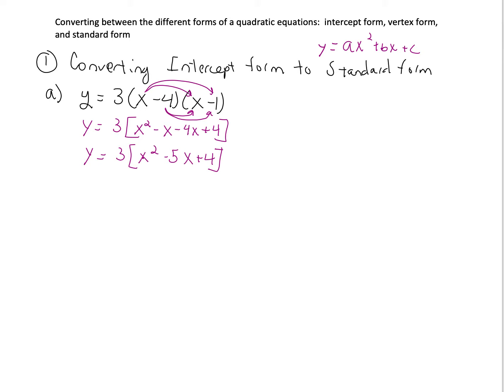Then last step, I'm going to do my distributive property and distribute this 3 to every term. So it gives me a 3x squared minus 15x plus 12. And I have now written my intercept form equation into standard form.